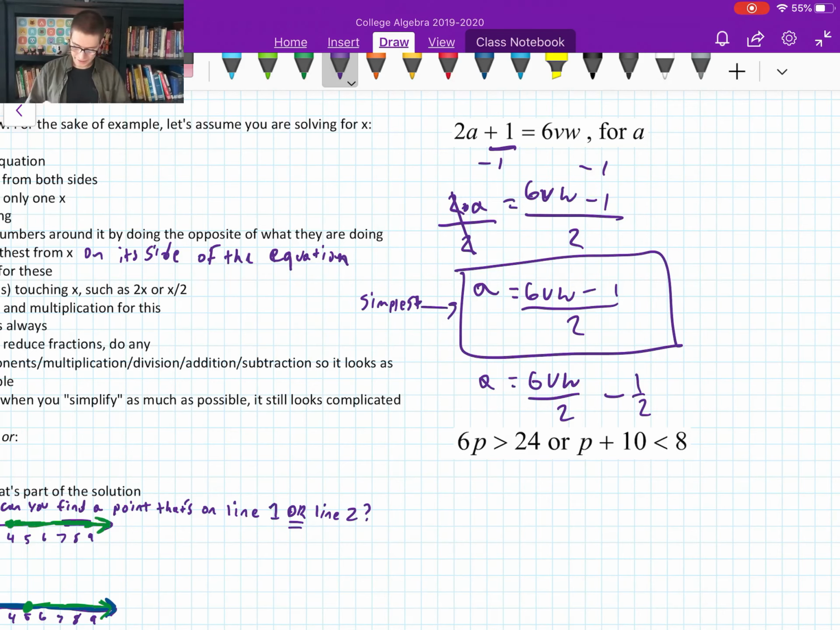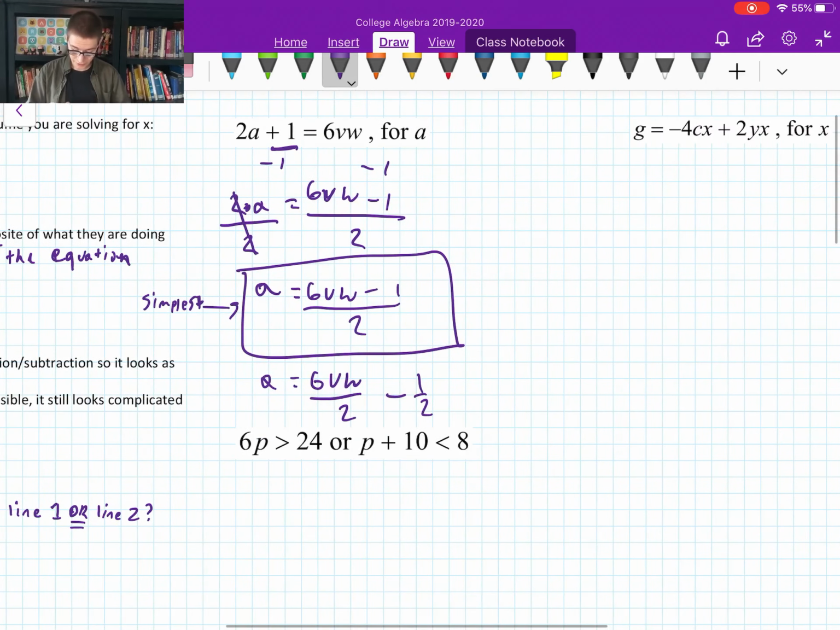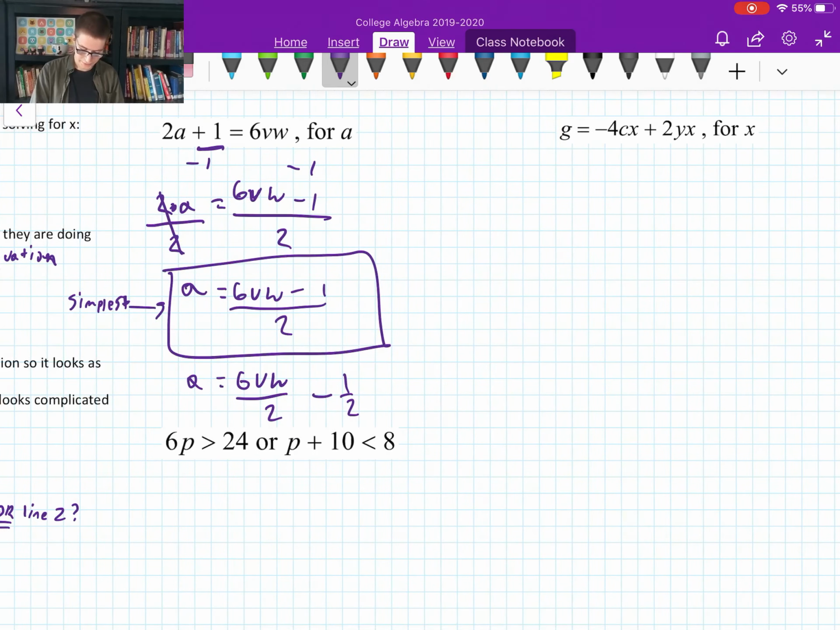But again, the idea is that you can move things around so that it would be a different answer. Another thing you might do is switch that -1 with the 6vw and get a equals -1 plus 6vw over 2. And that would also be a valid answer. We could switch that -1 and 6vw. So we can use these properties. If things don't look exactly like the answer you're looking for, try to manipulate it to get the answer you're looking for.